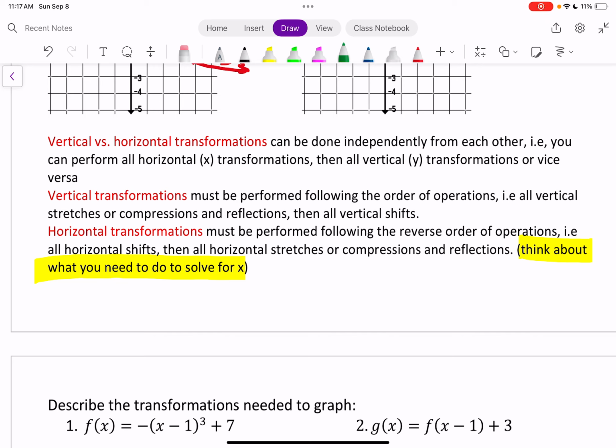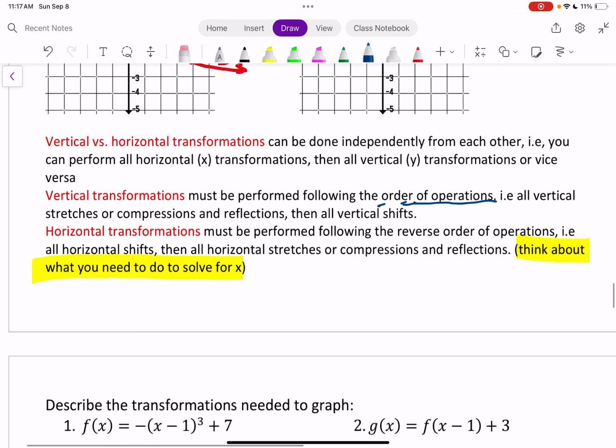If you have multiple y transformations, they have to be performed in the order of operations. I'm not going to give you too complicated of functions on a test, maybe one thing at a time, two things at a time, but really not more. But if you must perform multiple vertical transformations, so stretches and shifting, which one do you do first? It's the order of operations, right? So in other words, all multiplications, which are stretches or compressions, and then all additions or subtractions, so vertical shifts.